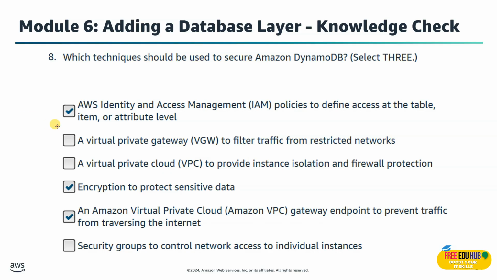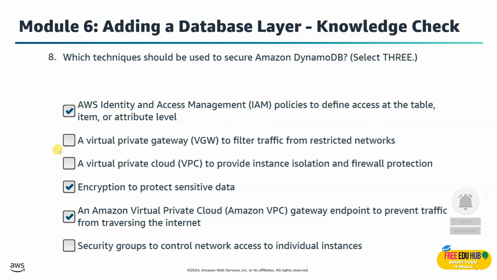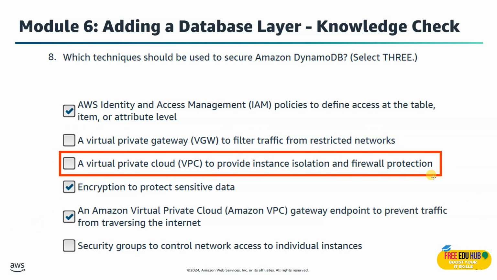We are not selecting the option of a virtual private gateway to filter traffic from restricted networks. The reason is that VGW is for VPN, not for DynamoDB access control. Then we are not selecting the virtual private cloud to provide instance isolation to firewall protection. The reason is that DynamoDB is a regional service. You don't place it in your VPC like an instance.